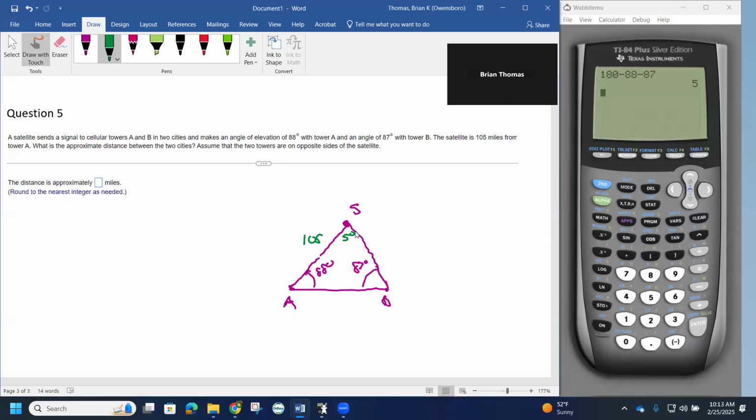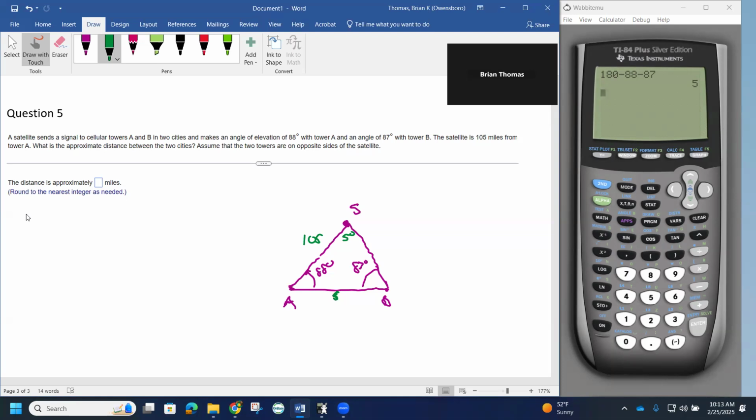So the question though is, what's the approximate distance between the two cities? Again, they're looking for this distance right here. If this is angle S, then I can call this side S. What we're picking up on is this is not a right triangle, but does it fit the law of sines? We have an angle opposite side, we have an angle opposite side. So it does look like this is the law of sines.